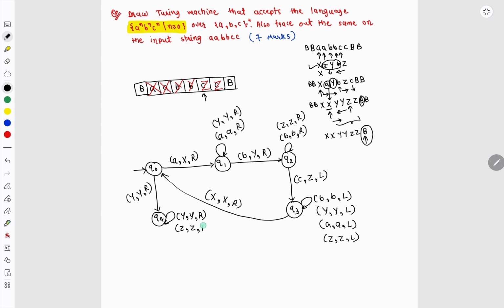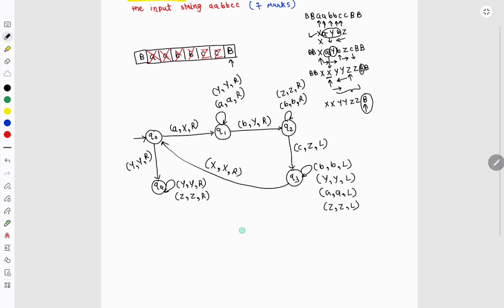So capital Z and R. Again we get capital Z. So again we are here: Z, Z and R. Now as we move forward towards the right hand side, we get the blank space. Blank space means our string is accepted.